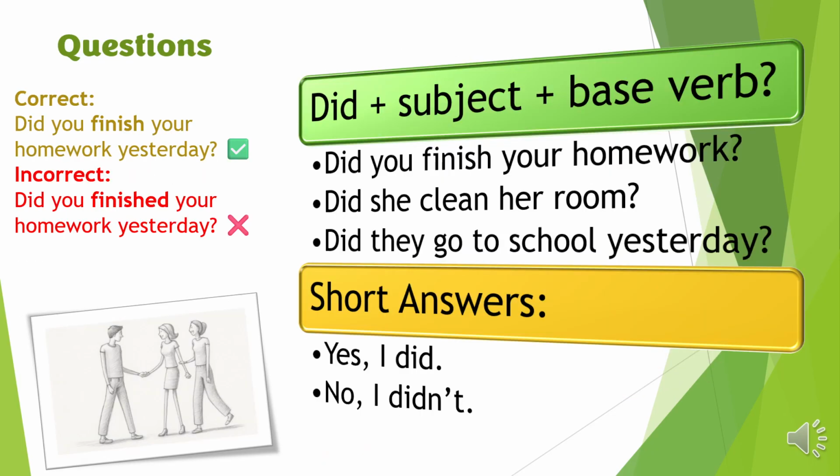Now let's learn how to make questions in the simple past. To form a question, we start with did, then the subject, and finally the base form of the verb. The structure looks like this: did plus subject plus base verb.